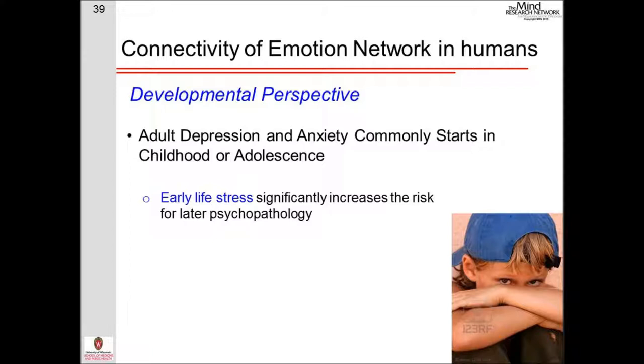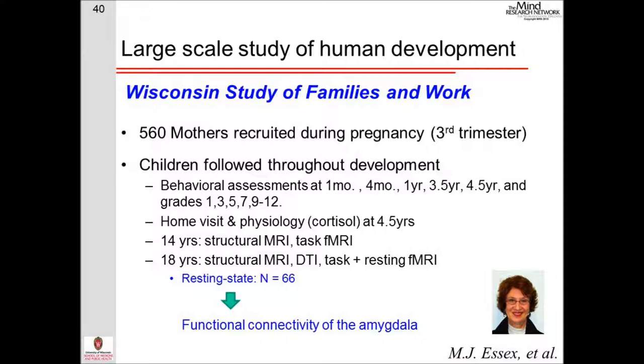This is from a large study of human development, the Wisconsin Study of Families and Work. This is a unique data set that I was fortunate to work with, pioneered by Marilyn Essex, shown here in the lower right. About 20 years ago she recruited over 500 mothers, and they followed these kids their entire lives. You can see all the different time points where we have behavioral assessments and physiology information, and at two time points we have structural and functional fMRI information as well. At the last time point, at age 18, we also collected resting state data.